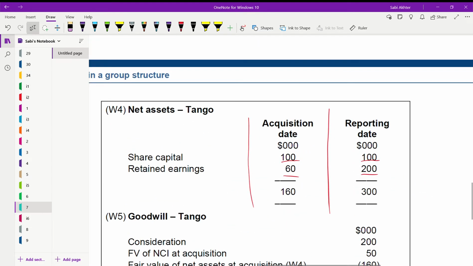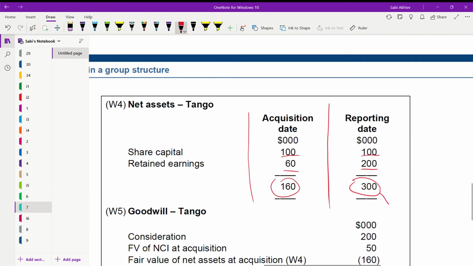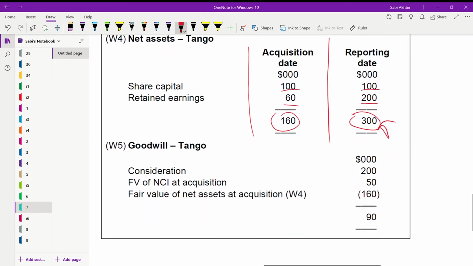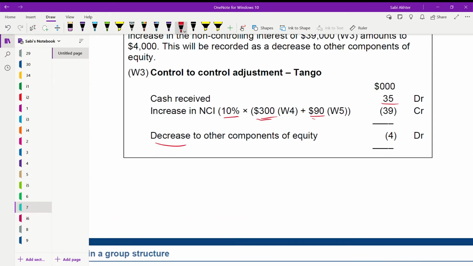So net asset, if you see 160 and 300, you have to take the reporting date, the 300, not 160. Coming to goodwill, consideration, net NCI. Remember, when you first bought the 75%, that time you have to calculate this goodwill. You don't have to calculate goodwill again at 65% when you're disposing 10%. NCI at acquisition 50, and fair value of net assets at acquisition already calculated. At acquisition date, you have to take the net asset at 90. So you add that 390, take 10% and all.